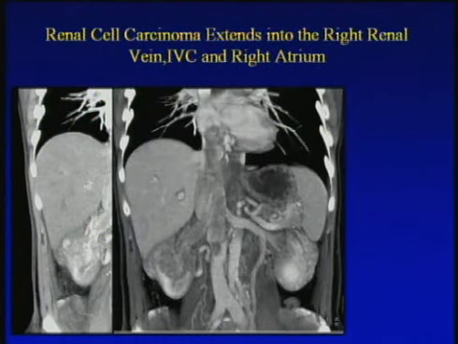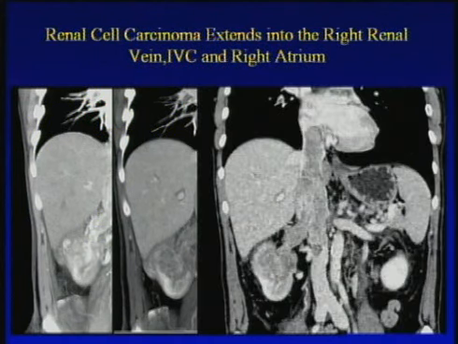So that's important to recognize. The question at times is it thrombus, bland thrombus versus tumor? When you see vascularity in the renal vein, then you recognize it's tumor. You also can see very nicely the extension from renal vein into IVC into right atrium.